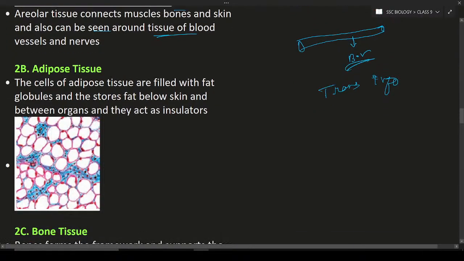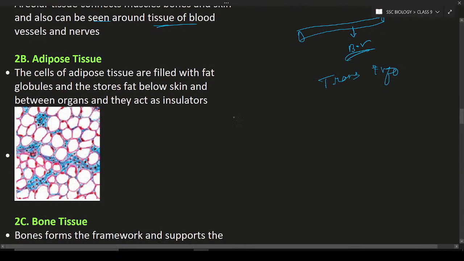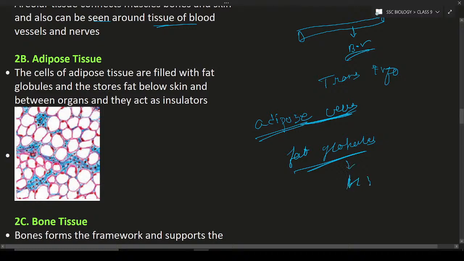What is meant by adipose tissue? Adipose tissue is made of cells known as adipose cells. These adipose cells are going to take fat molecules. They take fat globules, and when they do, what happens? The cell is filled with fat. All these cells aggregate to form a tissue.